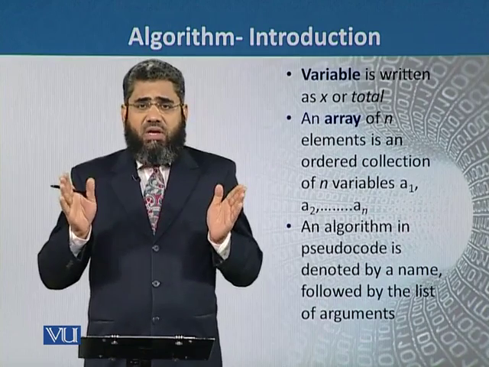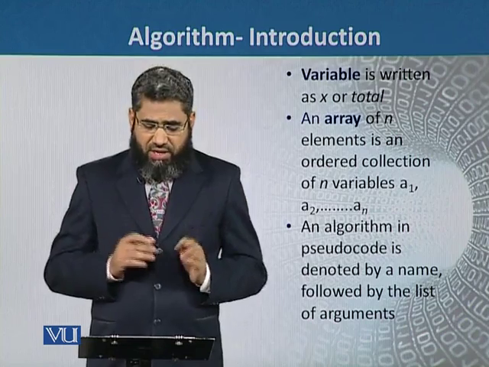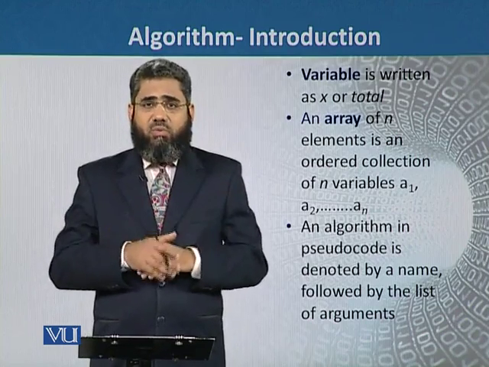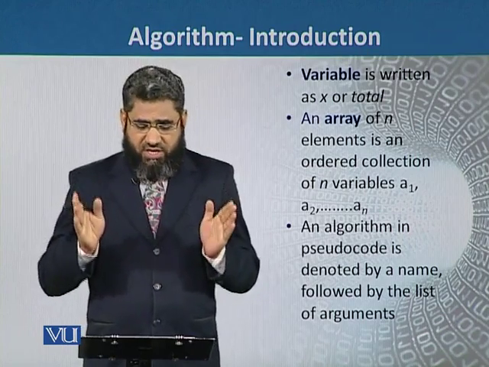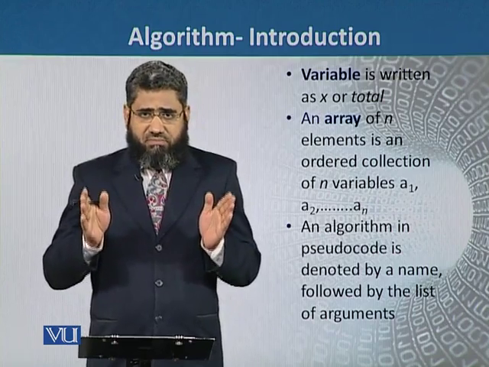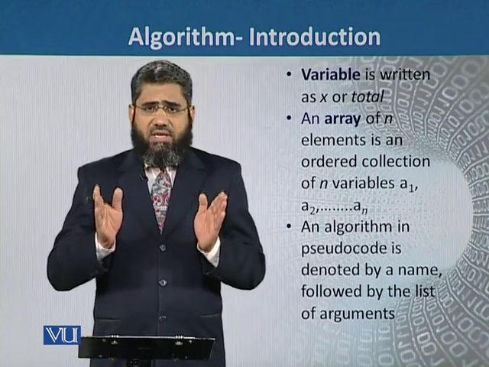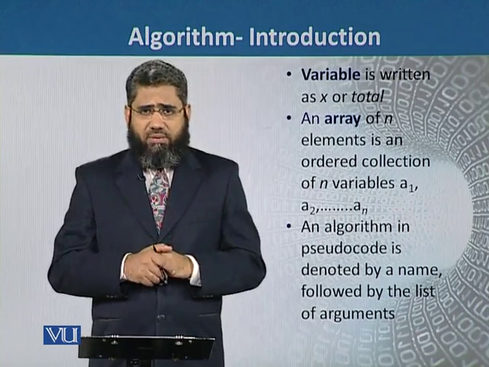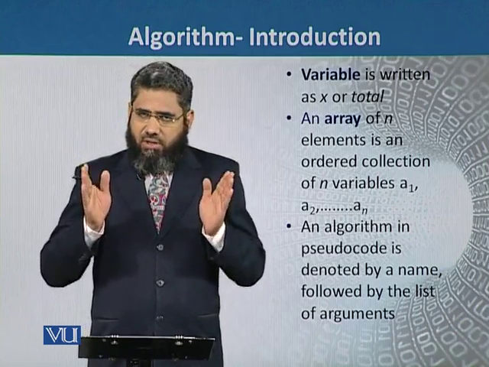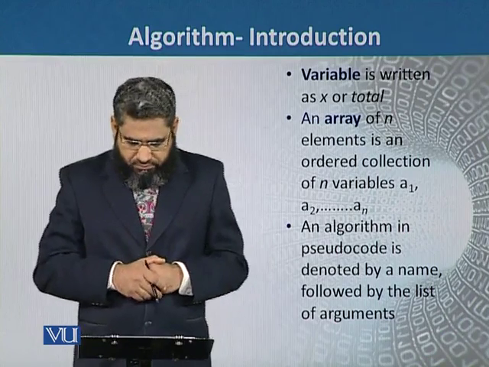In some algorithms we need to know some basic terminology like variables, arrays, and arguments. If we look at variables, they are written as x or total. A variable is a term to which we assign some numerical value, and this numerical value can be changed, and definitely it changes during the process of the algorithm.